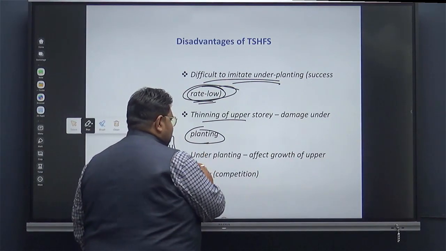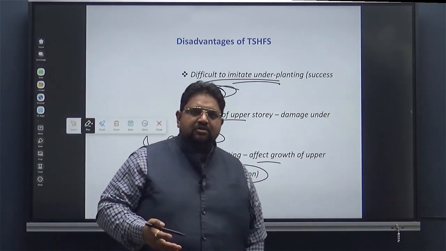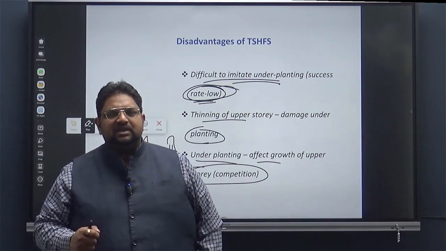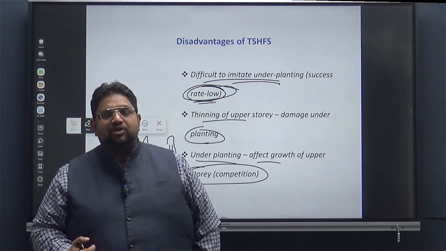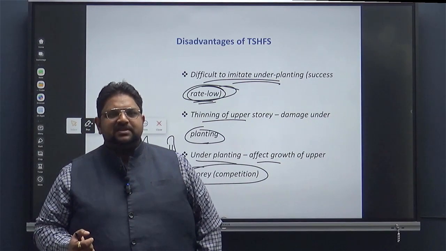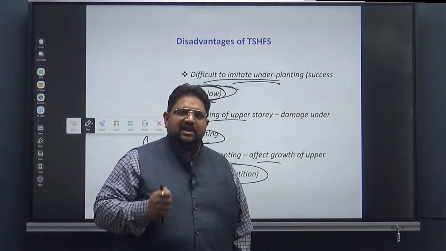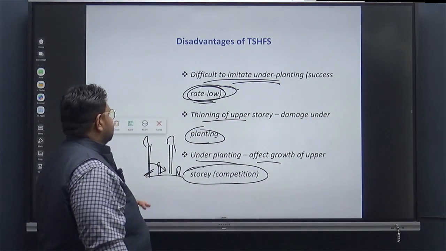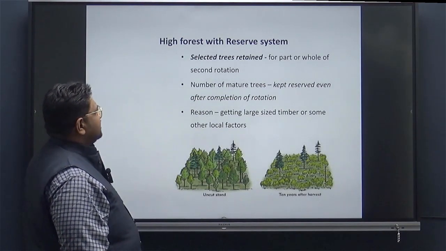And underplanting affects the growth of the upper story. Sometimes, even though we plan according to a lot of research and choose compatible species, if there is a shortage of moisture or minerals, the plants start competing with each other. So there will be some kind of loss happening to both the species because of the competition, and this affects the growth and development of the trees, both understory and upper story. That is one of the disadvantages. So this is the two-storied high forest system. Then there is the high forest with reserve system.